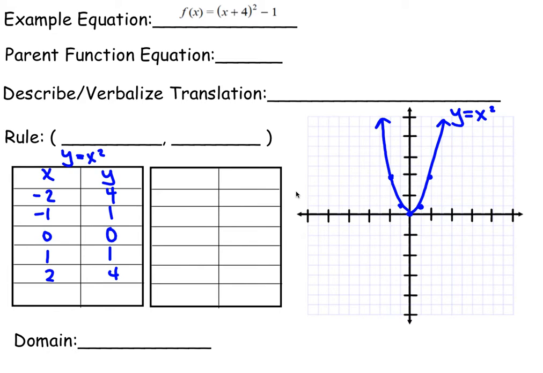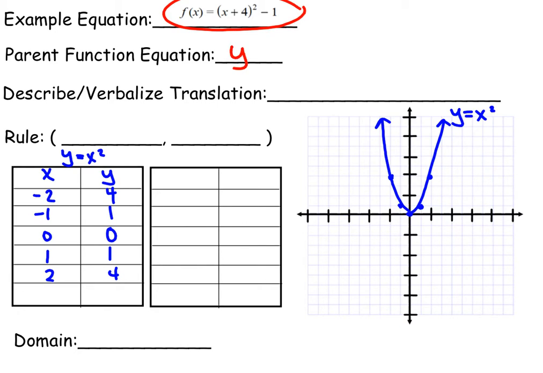Here's an example of a quadratic function that has two translations. I do have on this PDF already the quadratic function graphed out to save us a little bit of time in our notes. All right, so we will have this function f of x, and we want to graph it out. So we first identify who is our quadratic function parent.